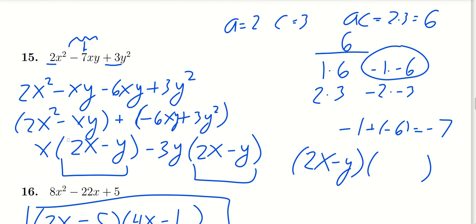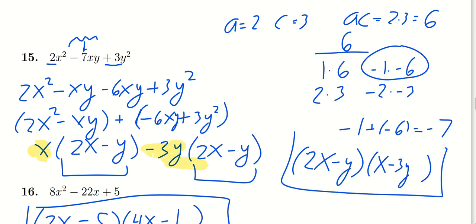When you pull the 2x minus y out of the first term, what's left is an x. And when you pull it out of this term, what's left is a minus 3y. So we have x minus 3y.